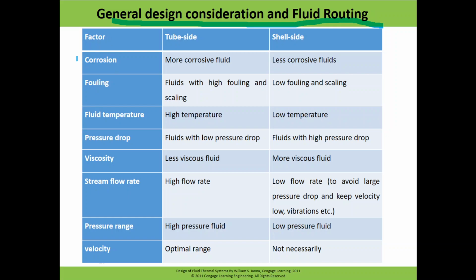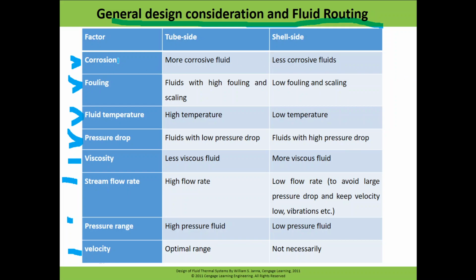So if we talk about that, corrosion is a factor, fouling factor is another factor, fluid temperature is another factor, pressure drop, viscosity, steam flow rate, pressure range, and velocity. So these are the factors based on which we decide whether the fluid should go through the tube or through the shell. Let's talk about the corrosion first.